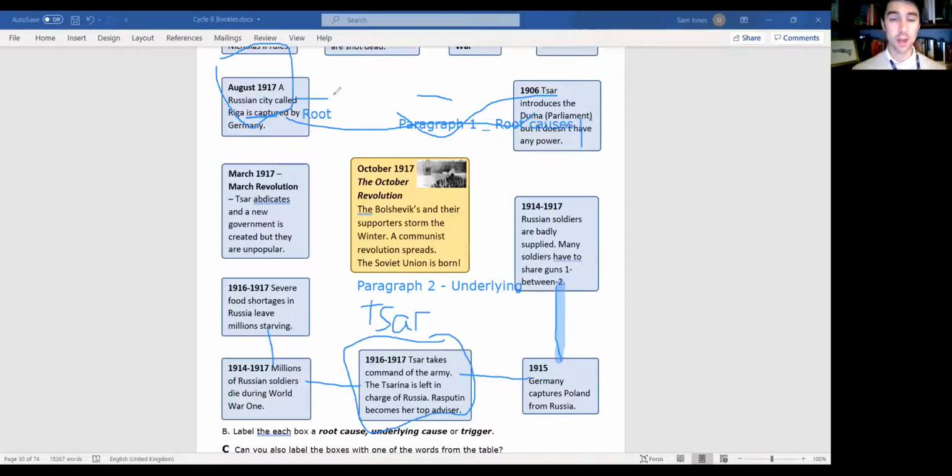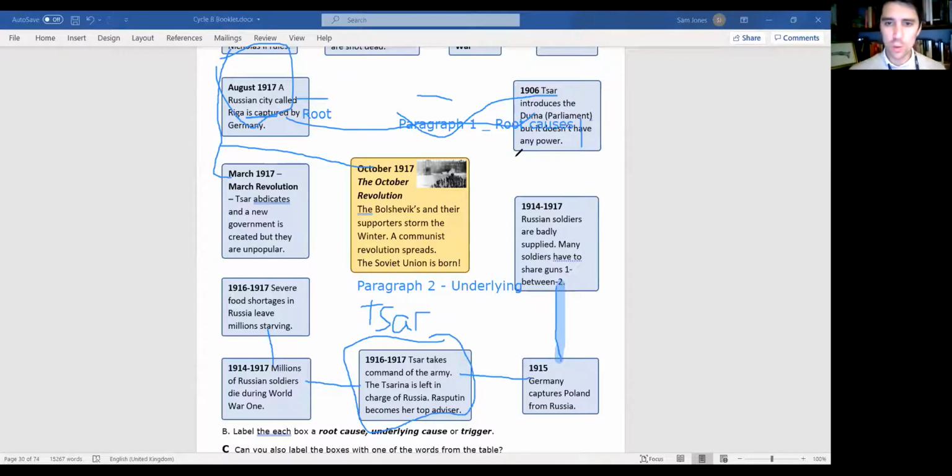Paragraph 3, then, I would focus on triggers. So all of this stuff, the resentment about Tsar Nicholas being an autocratic ruler, we can draw a line from the first one to here and maybe link that to our yellow box. I'm going to cheat here, actually. I'm going to do more than one to the yellow box. Sorry, not sorry. So we could link that to the October Revolution.